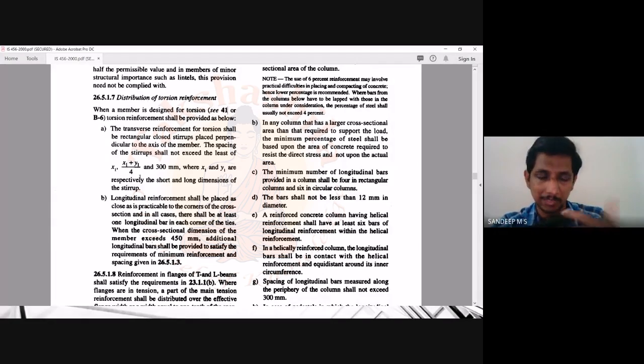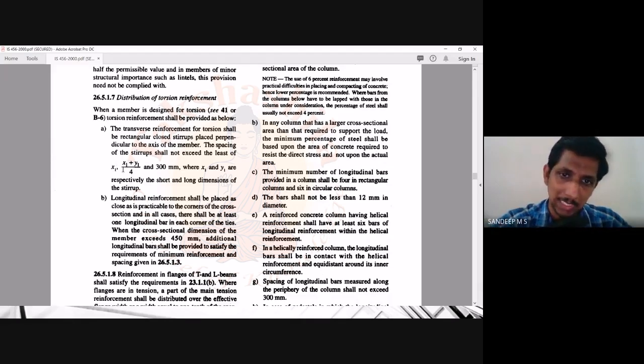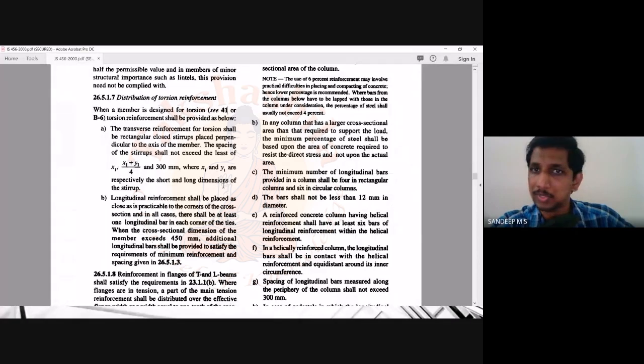For the problem which we are discussing now, we have actually provided 100 mm as the spacing. It should be compared with these 3 values, and we have to ensure that this 100 is smaller than all these values. So it shall not exceed the least of these 3 values. So let's find the least of these 3. First one is x1. What is x1? Where x1 and y1 are respectively the shorter and longer dimension of the stirrups. So please note, x1 and y1 are respectively the short and long dimension of the stirrups.